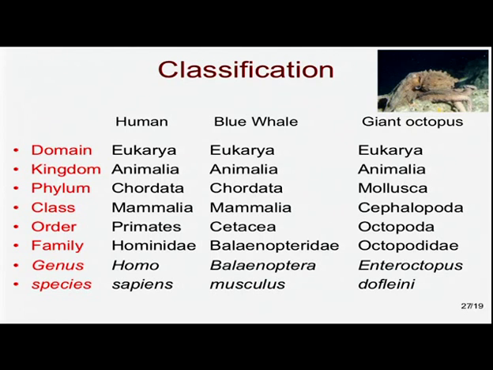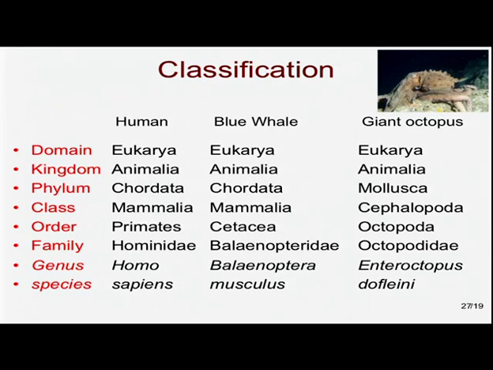And then the class, humans and blue whales are both mammals. The giant octopus is a cephalopod. So mammals have fur and mammary glands. Blue whales don't really have fur, but they do have hair-like whiskers, so that counts as hair. And they do have hair follicles that just don't make hair anymore.